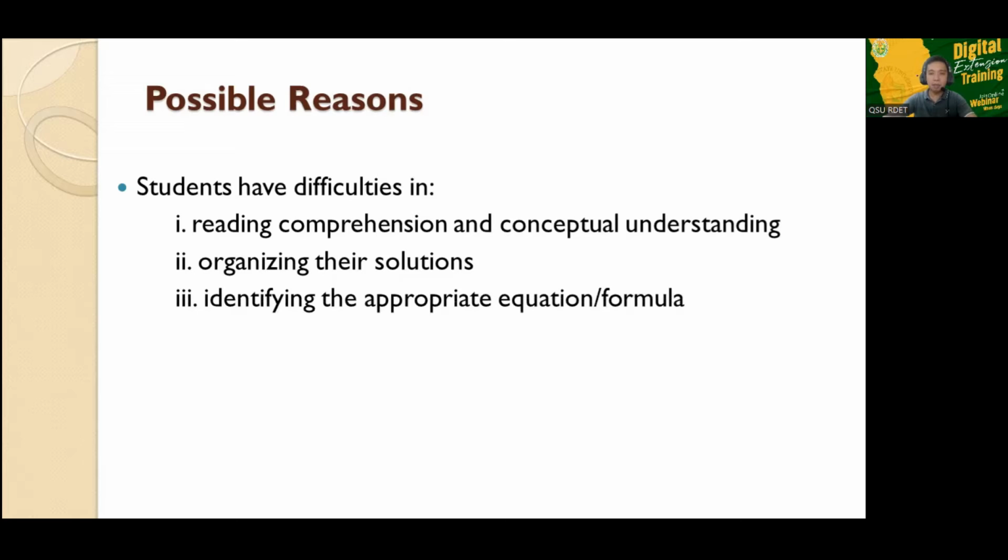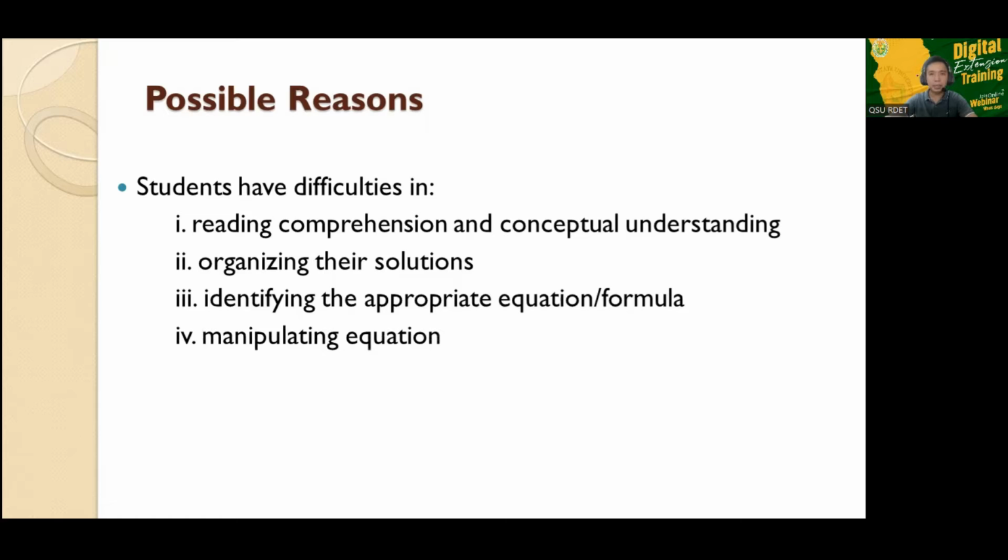Another possible reason is that they might have a difficulty in identifying the appropriate equation and formula. So definitely if they have a conceptual misunderstanding or they have a problem in identifying the principle, then chances are they will also find it difficult to choose the appropriate equation or formula to solve the word problems.